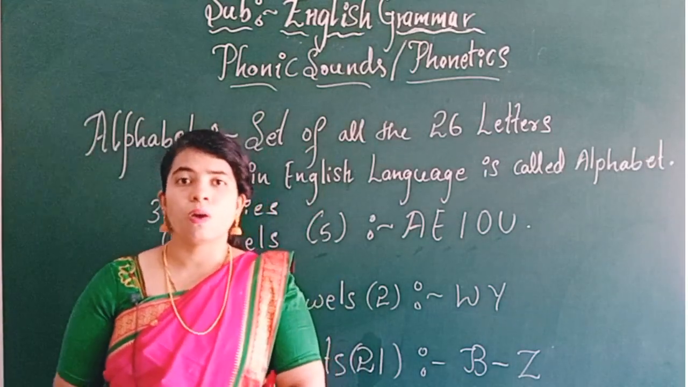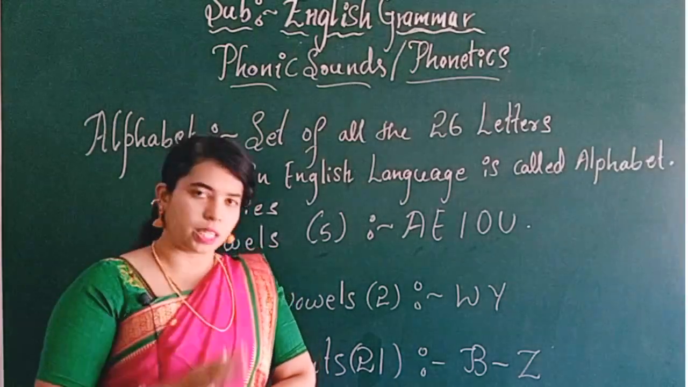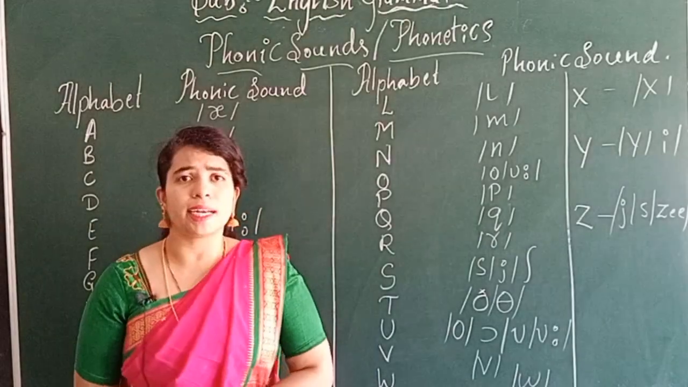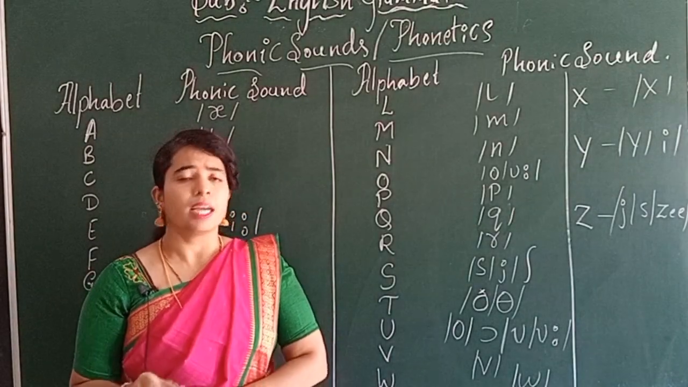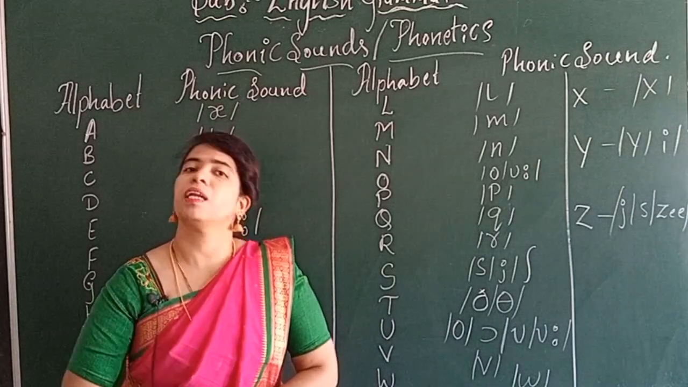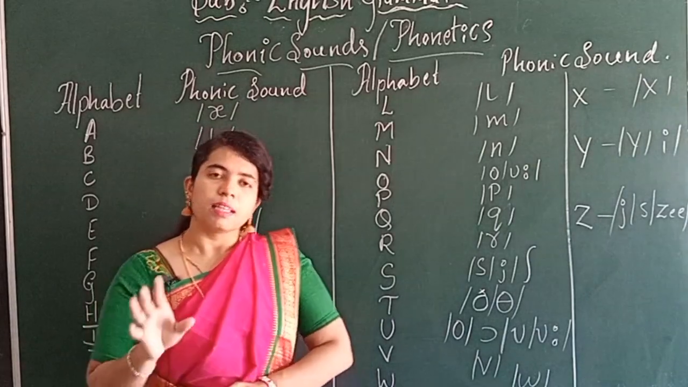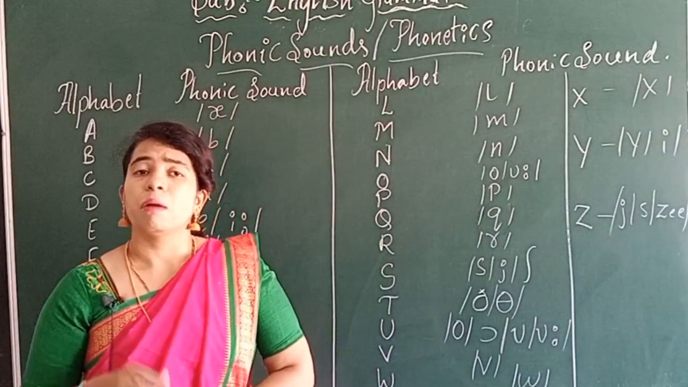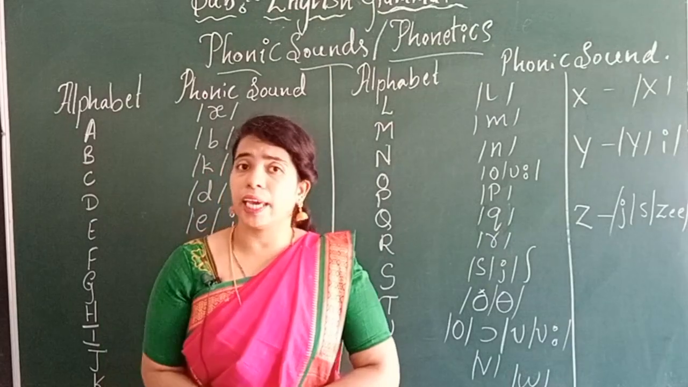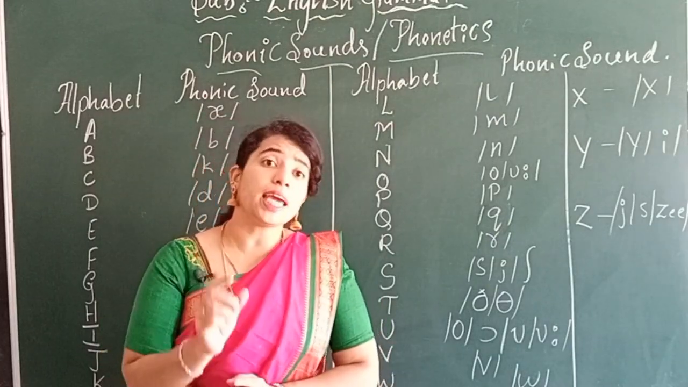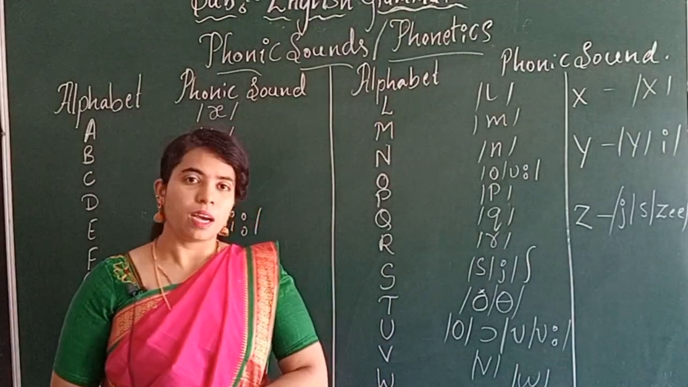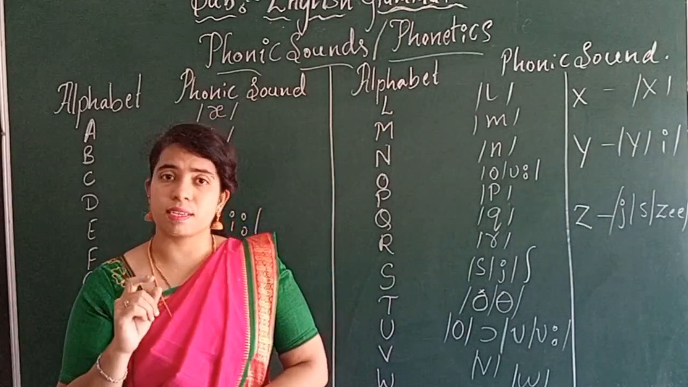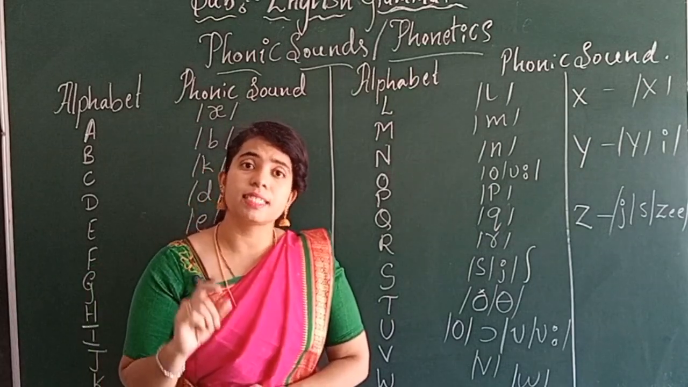Now coming towards the phonics. Phonic sounds: whatever the name given to that letter in the alphabet, they are not pronounced that way. For example, the letter A is the name of that letter, but the pronunciation of A is done in certain ways. A is used as A. Concentrate on my pronunciation, children.